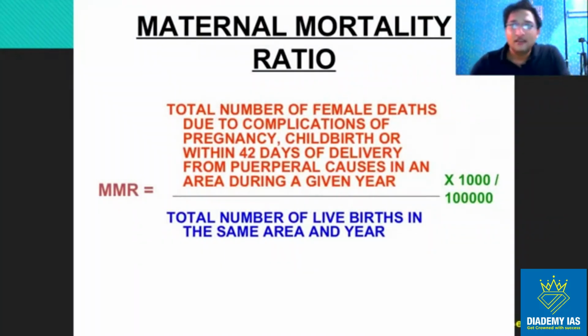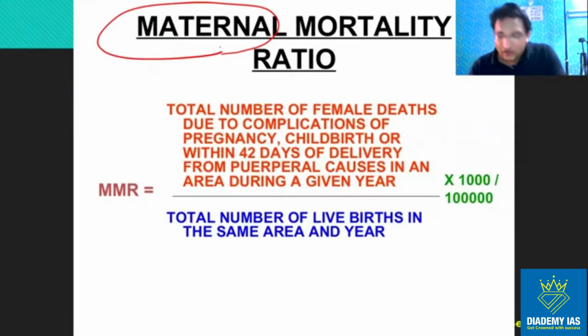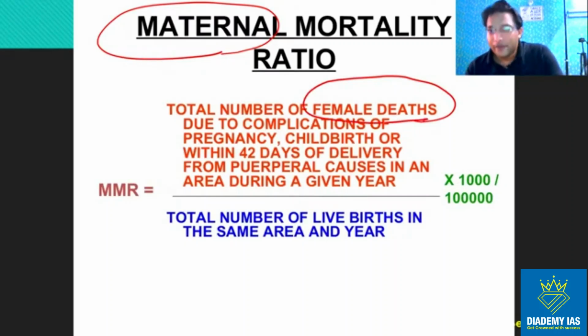Next, we have maternal mortality rate, maternal mortality ratio. The total number of female deaths. So it is the death of pregnant women due to complications of pregnancy, childbirth, or within 42 days of delivery, right? So either at the time of childbirth or during the pregnancy or within 42 days of the delivery, right?